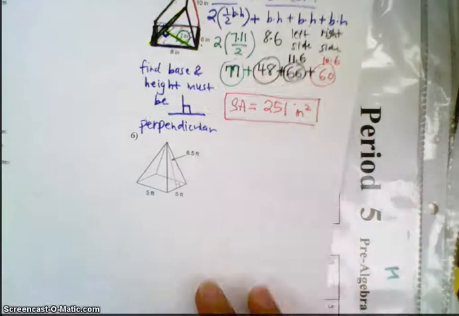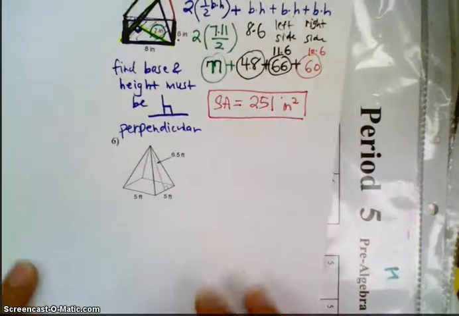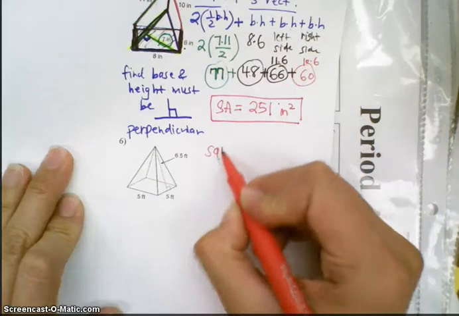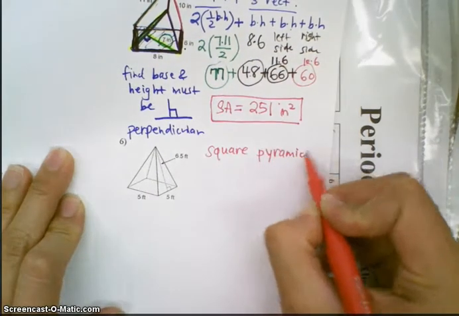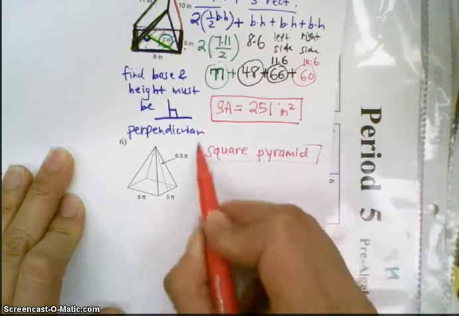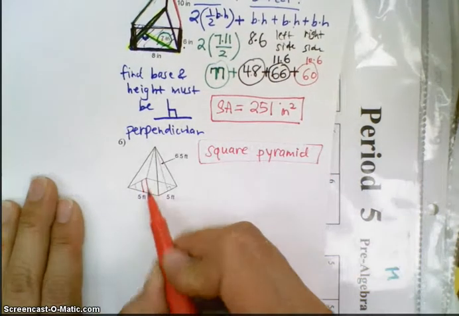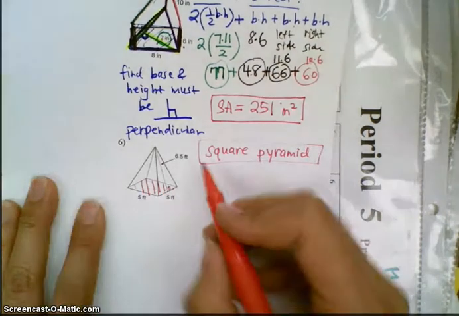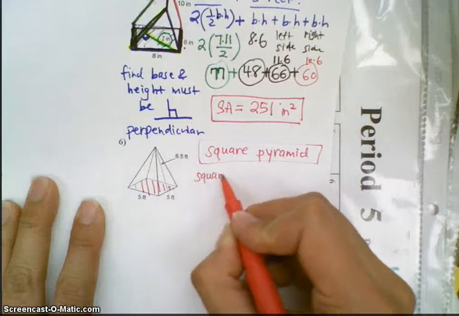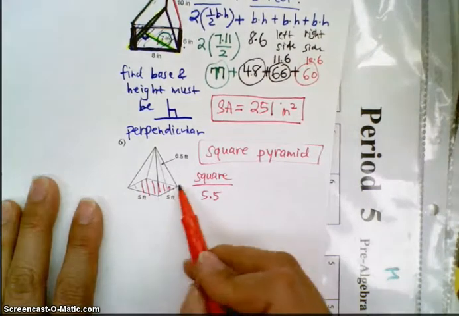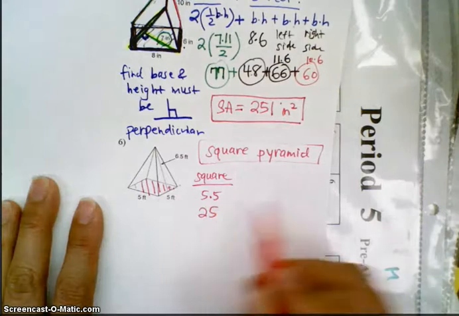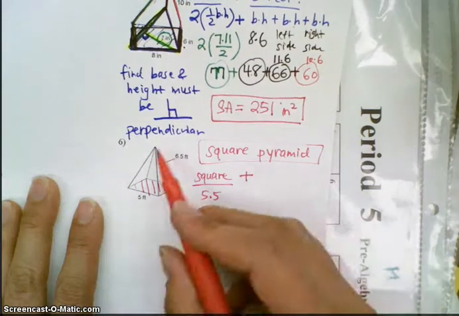In number 6, we have what shape here? It is a square prism. I'm sorry, pyramid. Okay, in my square pyramid, I do see that square at the bottom for the base. So the square is going to be 5 times 5, length times width, which is 25. Then I'm going to add that with the 4 triangles.